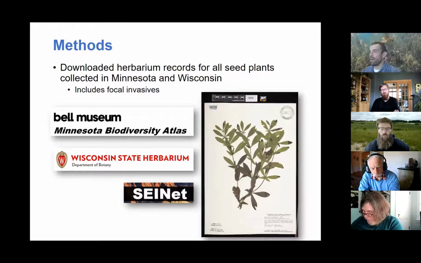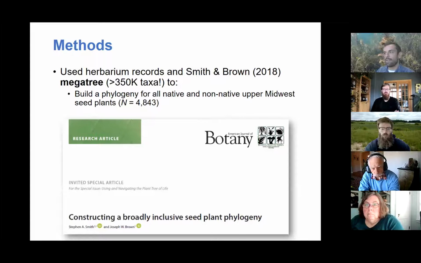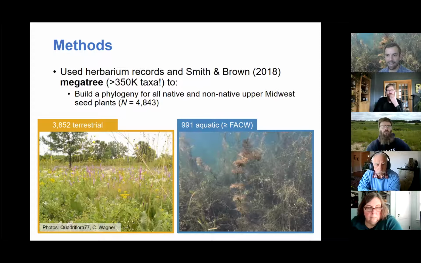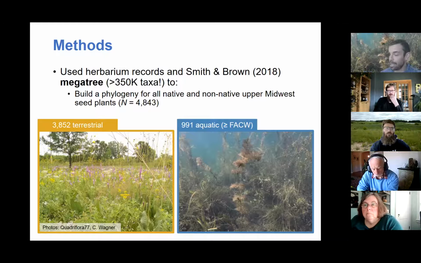I then downloaded all the herbarium records for all of the seed plants that have been collected in Minnesota and Wisconsin. So kind of the complete flora of those states, which includes these focal invasives that have been found here and for which samples have been submitted to herbaria. And then I used herbarium records and a published mega tree, a giant phylogeny of the seed plants globally, to build a phylogeny for these two states, for all native and non-native upper Midwest seed plants. And that was about 5,000 species. Of those, about 4,000 are terrestrial species, and about 1,000 I classified as aquatic species based on wetland indicator status, which is this classification that's used in wetland delineation and other applications to identify species that are dependent on hydric conditions, hydric soils or aquatic conditions.